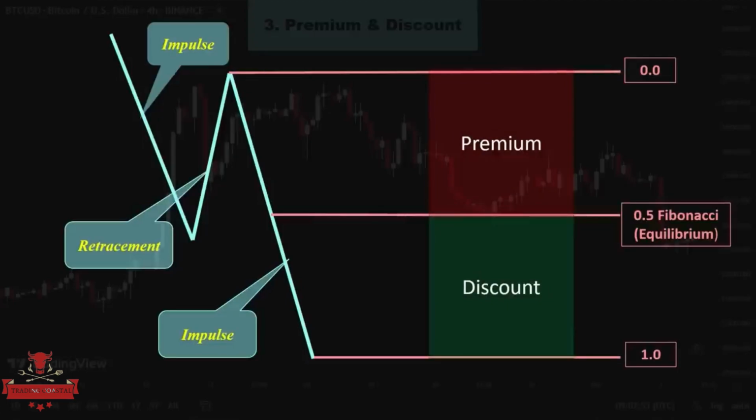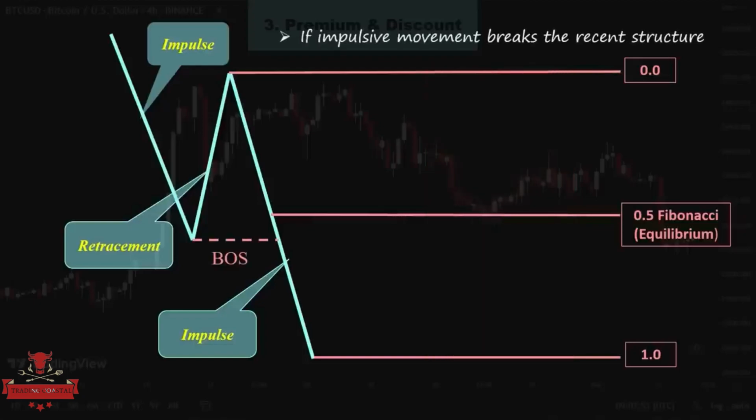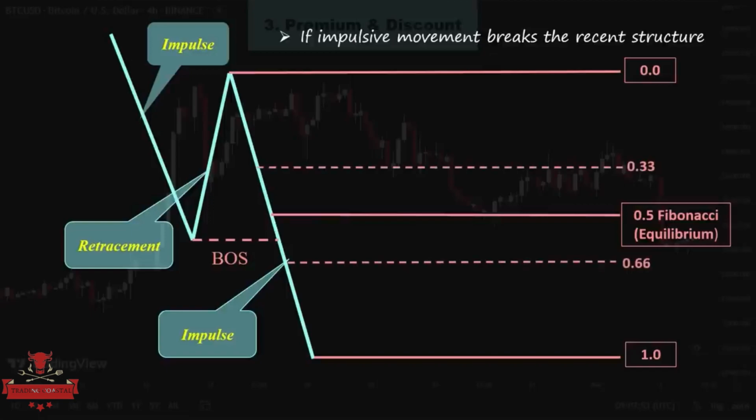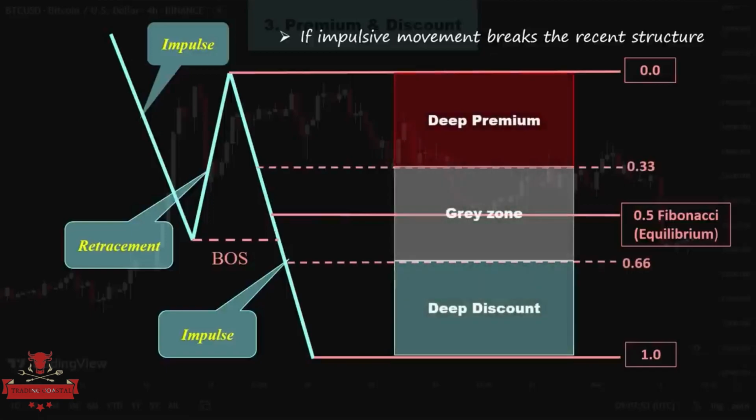It's important to note that these zones are only reliable if there is an impulsive movement that breaks the recent structure. To further improve our analysis using premium and discount zones, we can divide it into 3 equal parts and assign them different colors. To improve the chances of successful trades, we should aim to buy in the discount zone and sell in the premium zone.